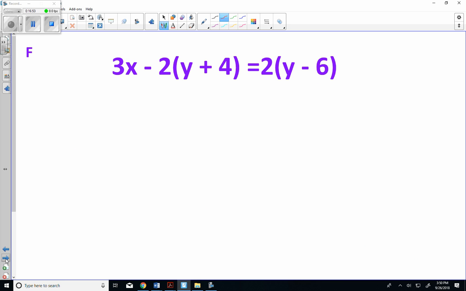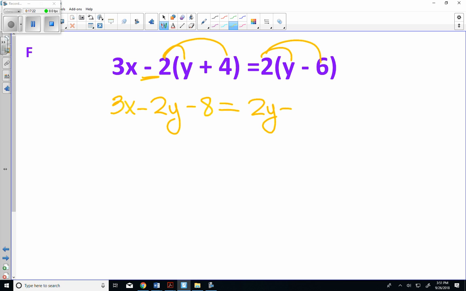All right, then let's see here. We have an equation to solve for, we're going to solve this thing for x, I do believe. Oh no, let's solve for y. So in order to solve for y, the first thing we're going to have to do is distribute the 2 to those two things, and it's a negative 2. So 3x minus 2y minus 8 equals, and then distribute the positive 2 on this side, 2y minus 12.